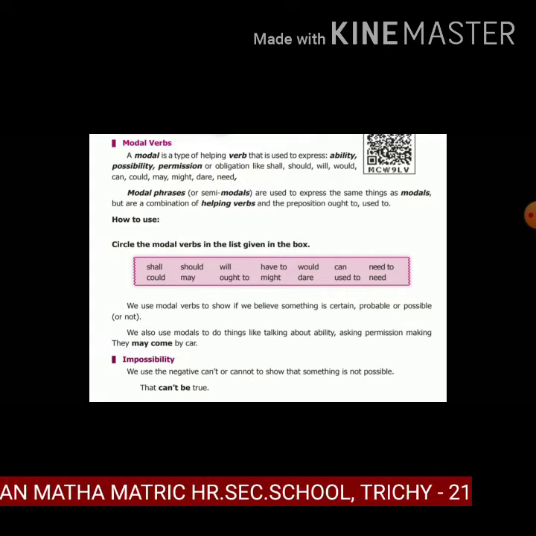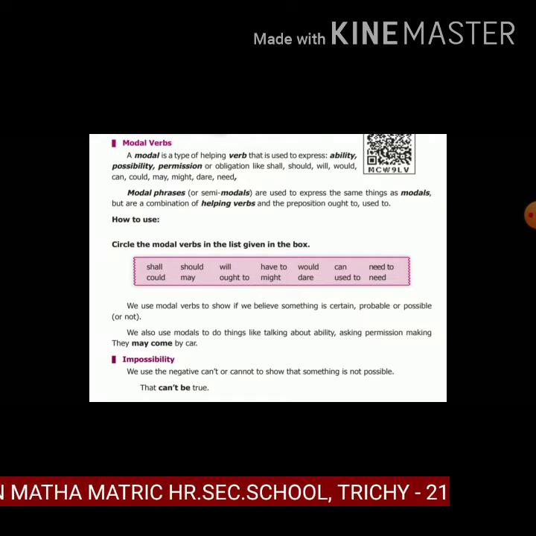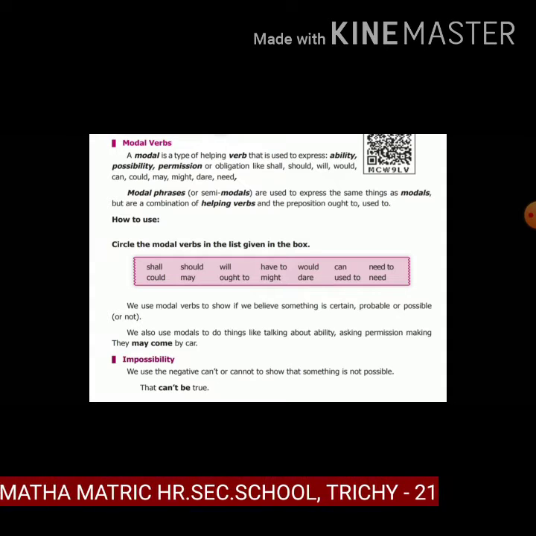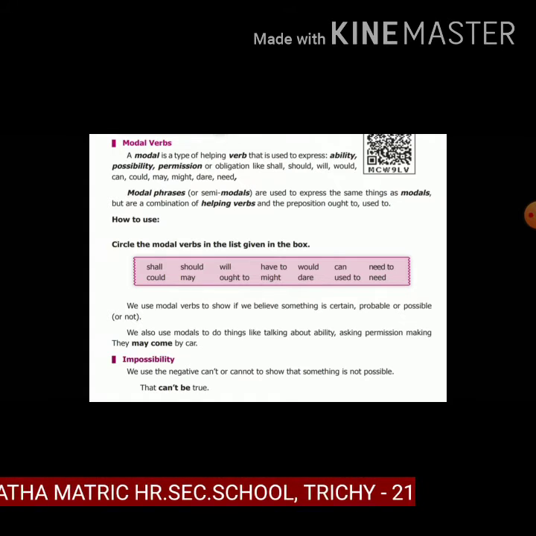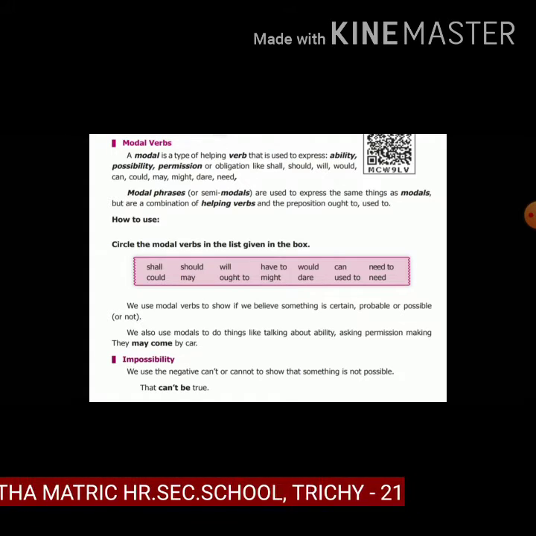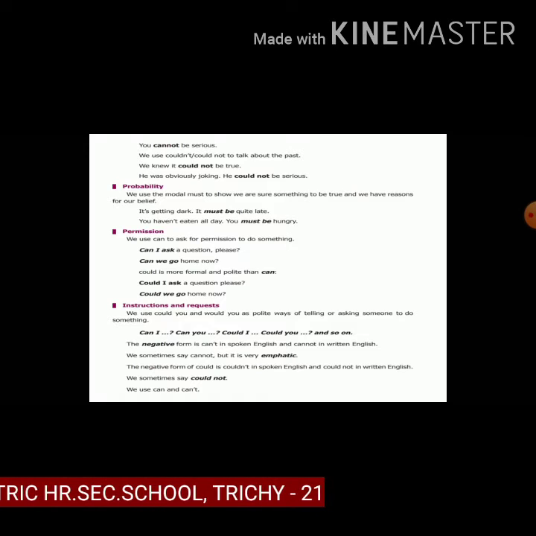Impossibility. The modal verbs can be used for impossibility, but we have to make the negative form. We use the negative can't or cannot, the short form, to show that something is not possible. For example, that can't be true. In this negative sentence, can is the modal, and not makes it negative. You cannot be serious.